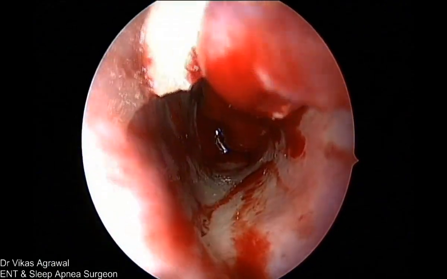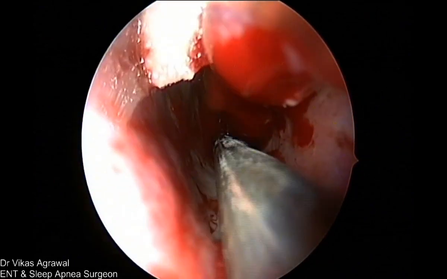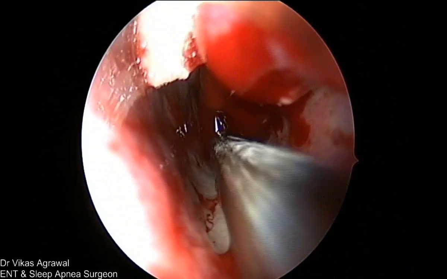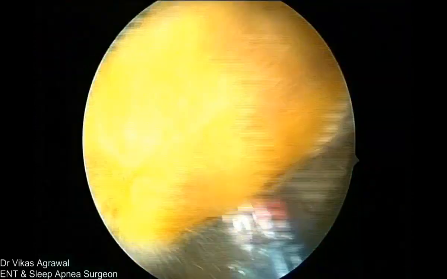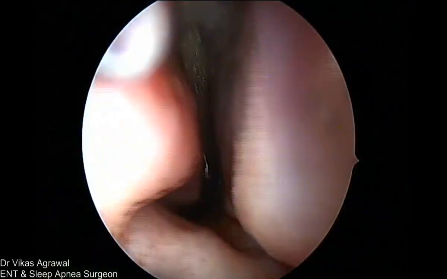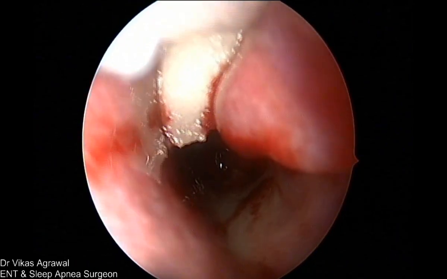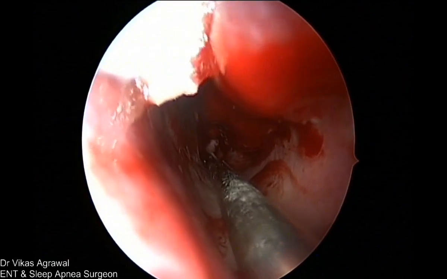So give me the suction. Make sure that there is no big ooze inside. Suction is not working. Give me the other suction, straight suction. So we know that there is no big bleeding inside, but we'll still reconfirm it before packing. So this airway will help in.